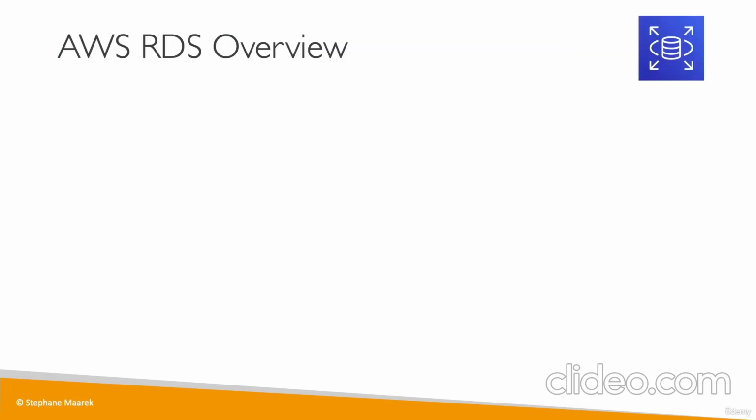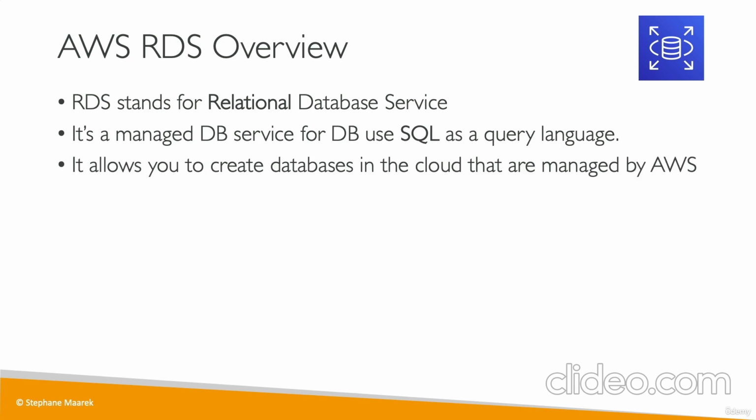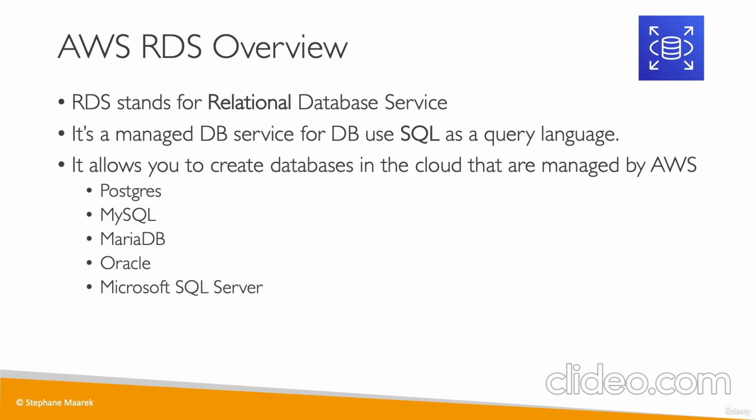The first kind of databases we're going to see is the relational databases, and for it, we have RDS. RDS stands for Relational Database Service, so it's very clear that it's only for relational databases, and it will be using the SQL language. So it's a managed database service for databases that will use SQL as the query language, and it will allow you to create databases in the cloud that will be managed by AWS. These databases can be of different kinds. It could be Postgres, MySQL, MariaDB, Oracle, Microsoft SQL Server, and finally, something called Aurora, which is a proprietary database from AWS, which we'll be seeing in this lecture as well.